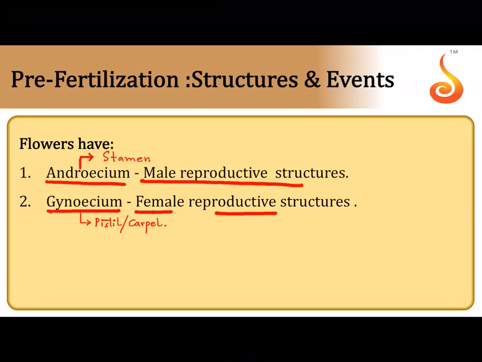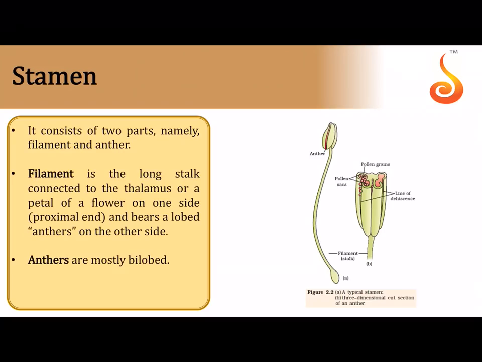Okay, we have also seen the parts of the stamen. The stamen has two parts, that is anther and filament. The pistil or the carpel has three parts, that is stigma, the style, as well as the swollen part, which is referred to as the ovary. Okay, now we shall be focusing our attention mostly on the male reproductive part, that is the unit of androecium, that is referred to as the stamen.